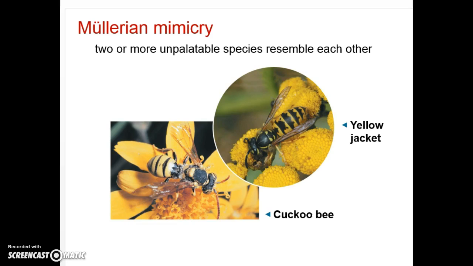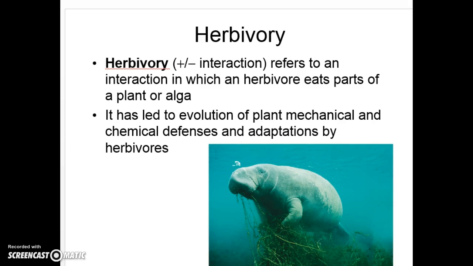Okay, so we have the predation and some of the different factors involved in predation. The next type of interaction, a little bit like predation, is herbivory. So herbivory is a plus-minus interaction, and it refers to the type of interaction where an herbivore eats parts of a plant or algae. And it's led to evolution of plant mechanical and chemical defenses and adaptations by herbivores to make them better able to eat the plants. And this is just a picture of a West Indian manatee in Florida. It was a voracious herbivore.